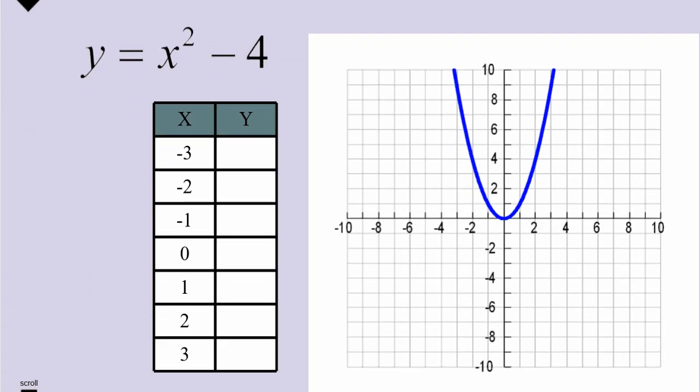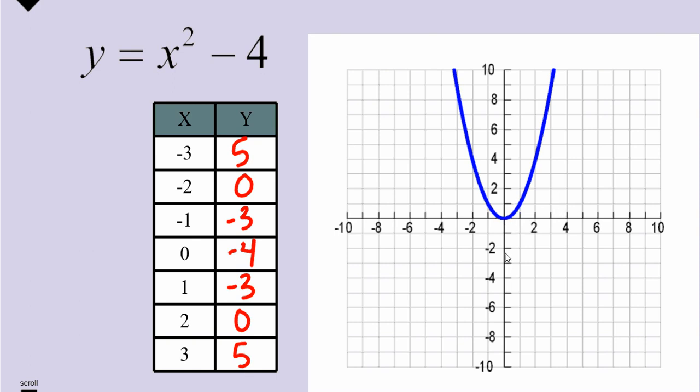What if I subtract? You probably have an intuition about what it's going to do, but let's check. Put 3 in there. 3 squared is 9. 9 minus 4 is 5. 2 in there. 2 squared is 4. 4 minus 4 is 0. Put 1 in there. 1 squared is 1. 1 minus 4 is negative 3. 0 squared is 0. Minus 4 is negative 4. And then it's just a mirror image, so I can recopy in the reverse order and plot my points.